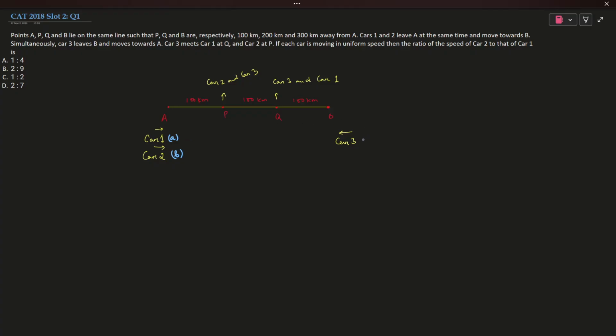So let's say the speed of car 1 is A, car 2 is B, in kilometers per hour, and car 3, let's say it is C. Now since all the three cars are starting at the same time, the time will be constant, right?